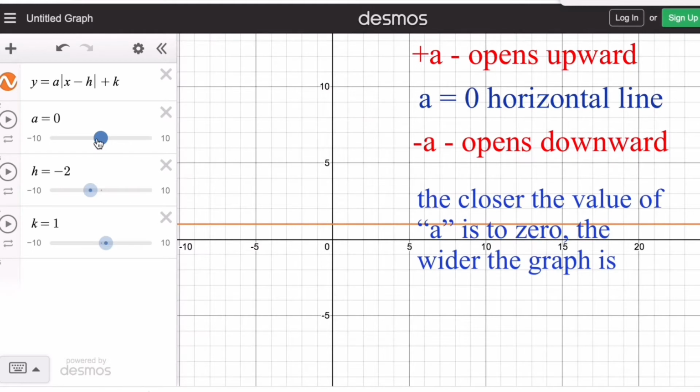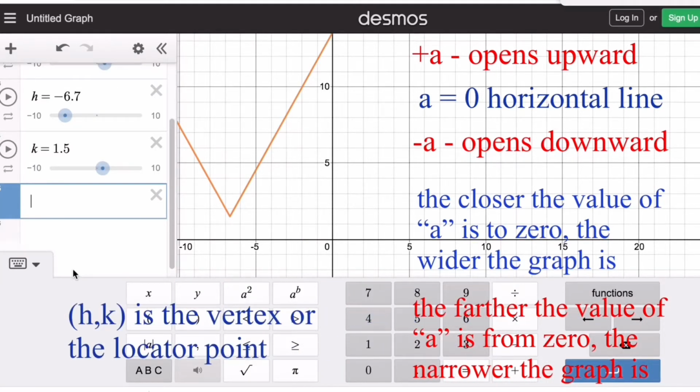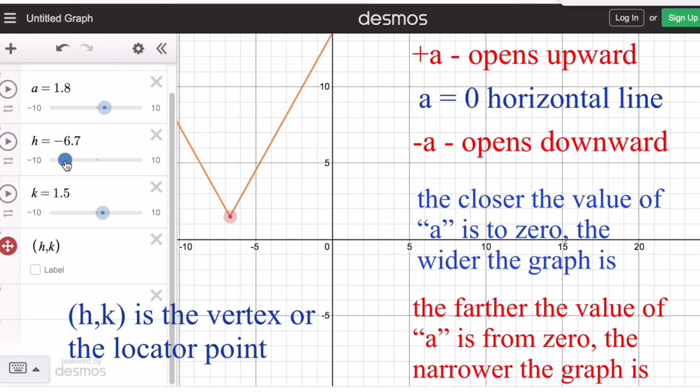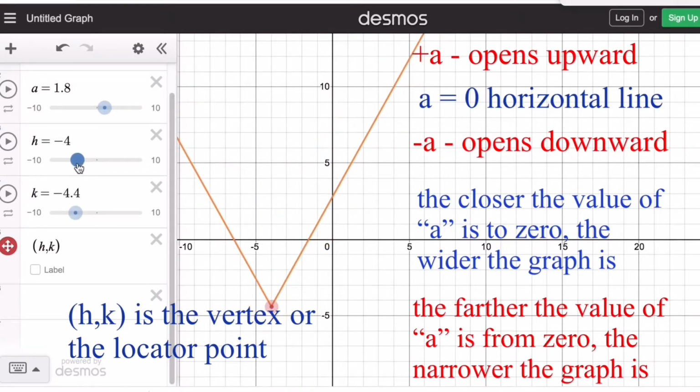On the contrary, the farther the value of a is from 0, meaning if we go towards the negative side, the graph becomes narrower. As we go farther from 0, it becomes narrower. We remember that the coordinates (h, k) are the vertex or the locator point of the graph, where h translates the graph left or right, while k translates the graph up or down.